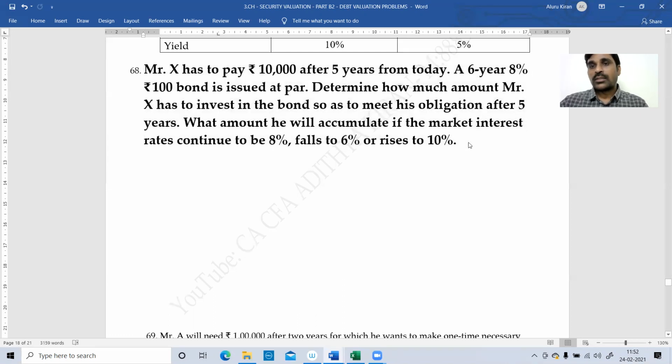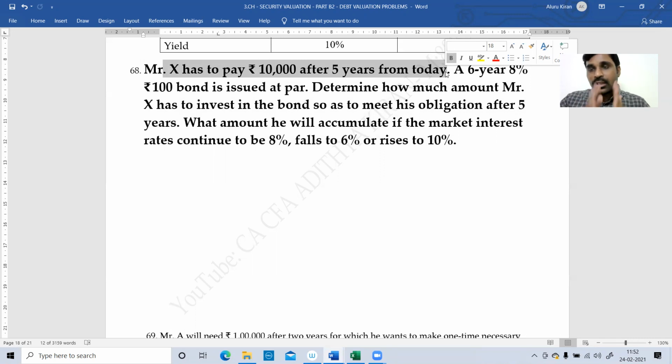We'll learn a lot of concepts in this problem. So practical relevance is there. It's a very good problem. Okay, just look at this. So Mr. X has to pay rupees 10,000 after 5 years from today. That means he has an obligation to pay rupees 10,000 after 5 years. For that, he wants to invest now itself. Okay, this is a long-term or medium-term investment planning.